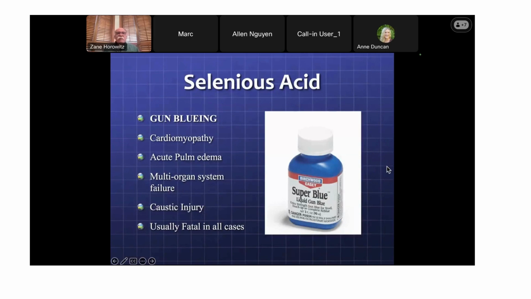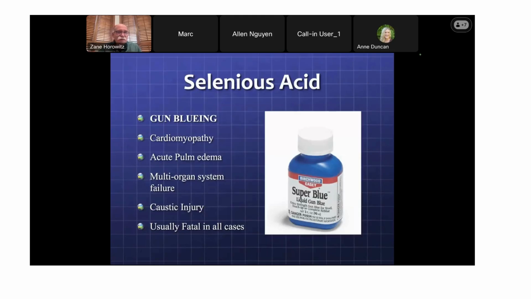Another notoriously bad acid is the acid of the metal selenium, which is selenious acid. It's used in gun bluing. I'm not a gun owner or ever had one, but basically, I guess you polish the metal so it has that gleaming silvery blue color to it, and this is the product that makes it do that.